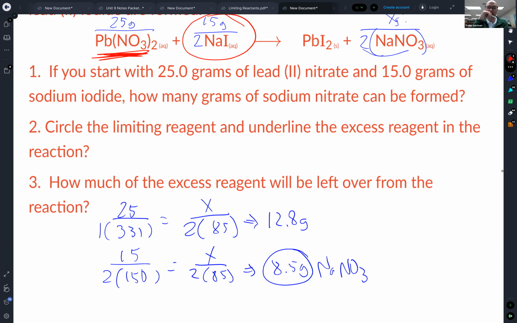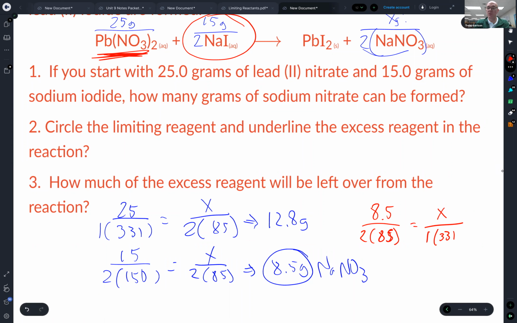How much excess is there of the lead nitrate? So I'm going to take this 8.5 and start it out the exact same way because these are in grams. So I will put it over the 2 and the 85. Then what I'm going to look for is how much of this lead nitrate was actually used. So it's 1 times 331. I cross multiply 8.5 times 331 divided by 2 divided by 85, and I get 16.55 used.